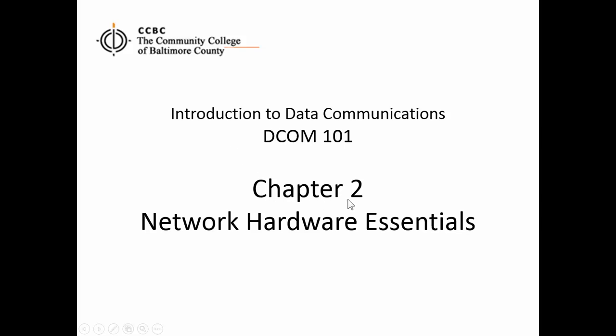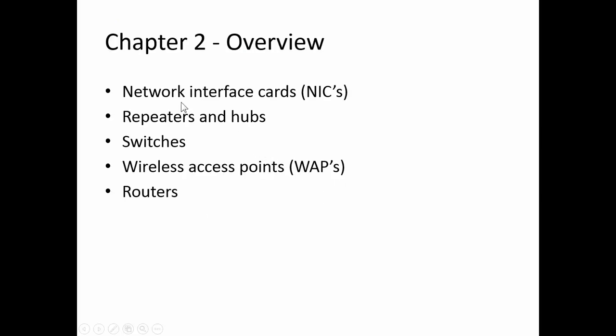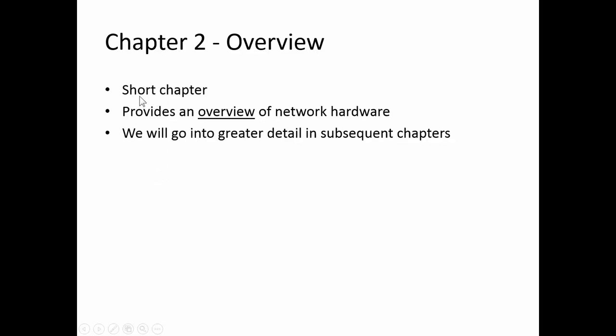We are now on Chapter 2, Network Hardware Essentials. In this chapter, we will discuss network interface cards, repeaters and hubs, switches, wireless access points, and routers. Chapter 2 is a very short chapter. It only provides a basic overview of networking hardware. We will go into greater detail on all of these subjects in subsequent chapters.